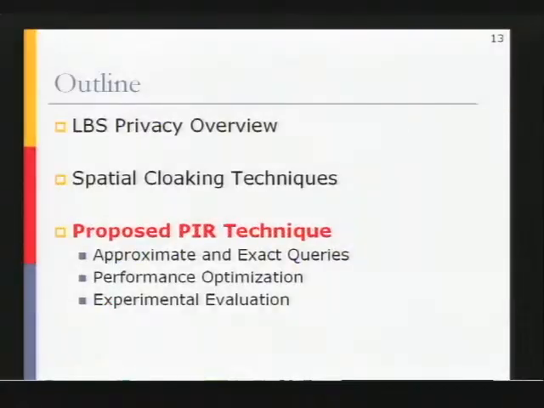And I will move on to discuss our technique. But before that, if there are any questions so far. Okay, I guess we can carry on.